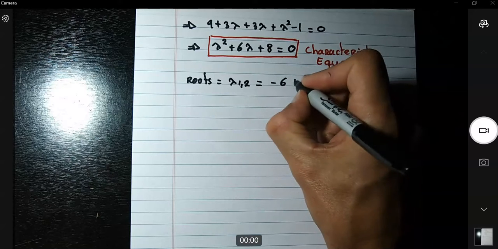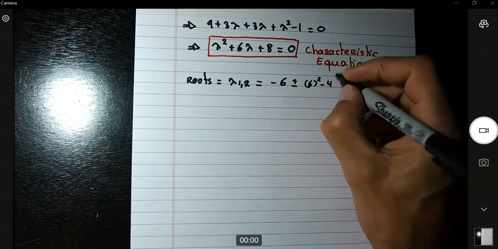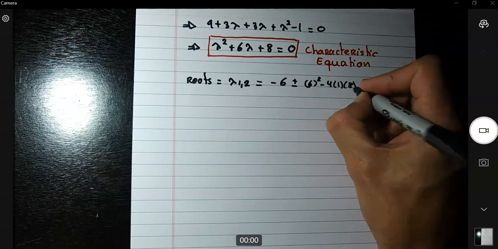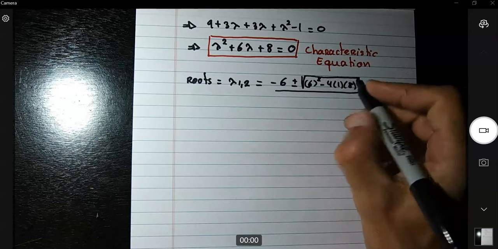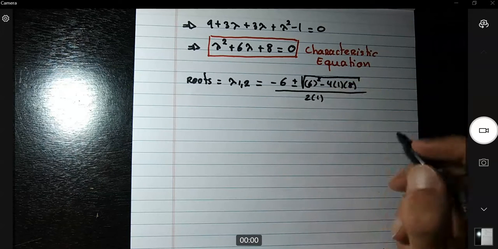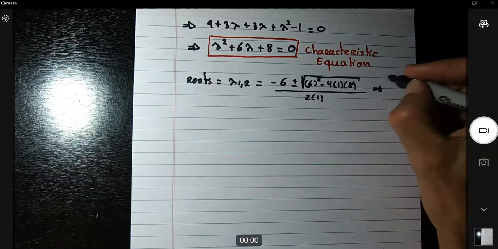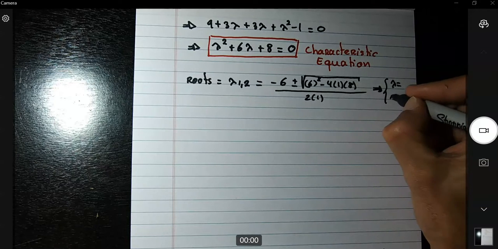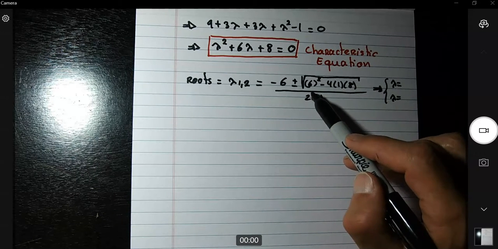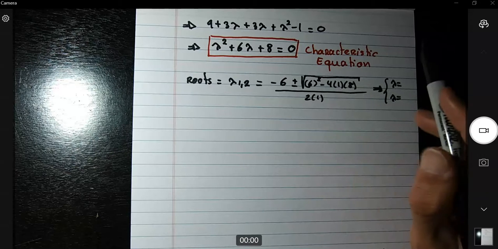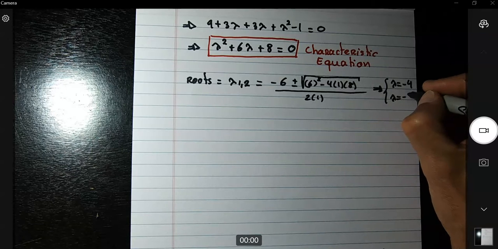Minus b, which is -6, plus minus the square root of 6 squared minus 4 times 1 times 8, divided by 2a, which is 2. So we get two roots, so what do we get? -6, 36 minus 32 is 4, so the root is 2, so one of the roots will be -4, the other will be -2.